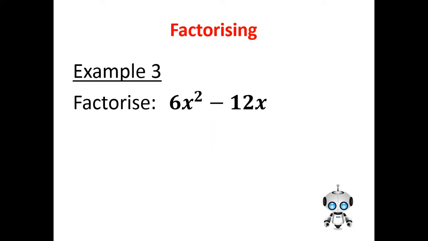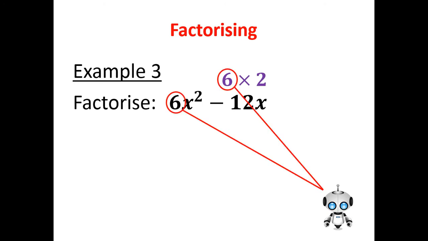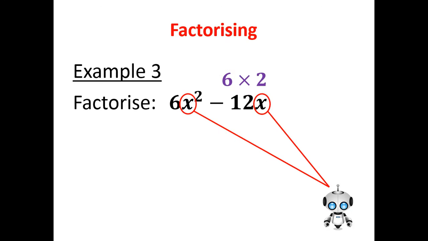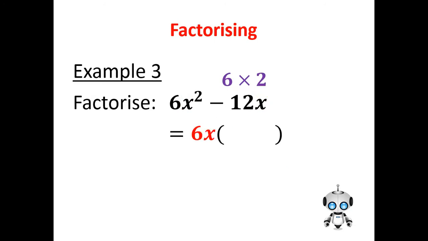Alright, example 3. Factorise 6x squared subtract 12x. Well, we know 12 is made up of 6 times 2, so we know they both have common factors of 6. So we can take 6 out the front, but they also have a common factor of x. So not only are we going to take 6 out the front, we're also going to take one of the x's out the front. So we take 6x out the front of the brackets.